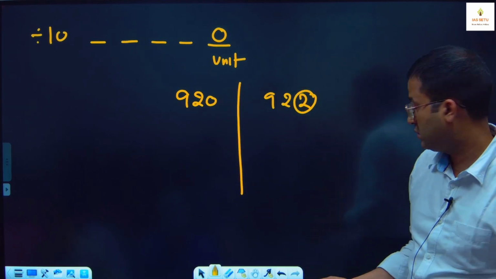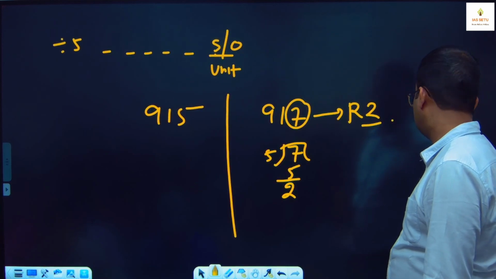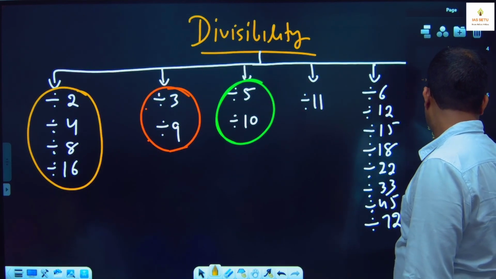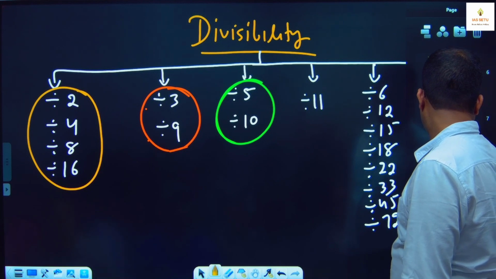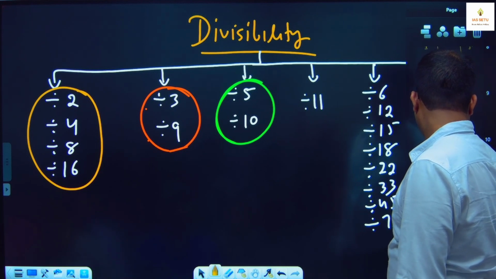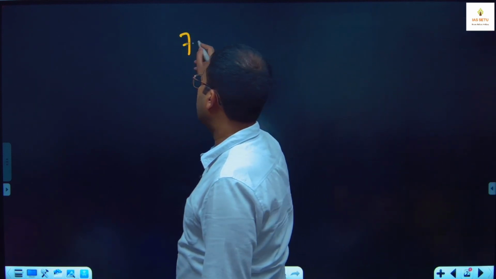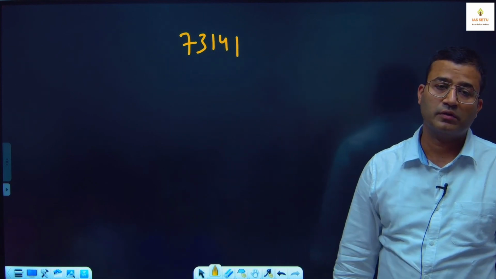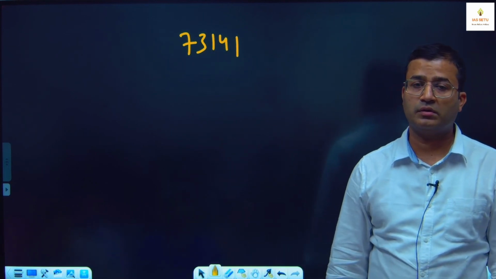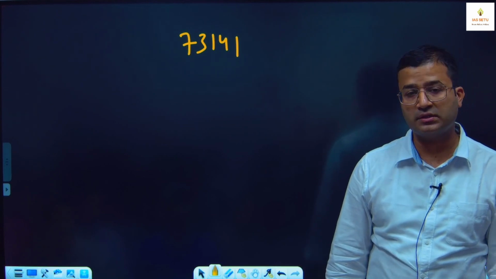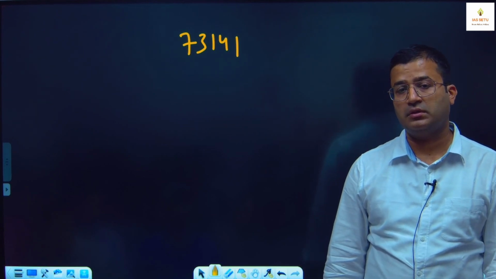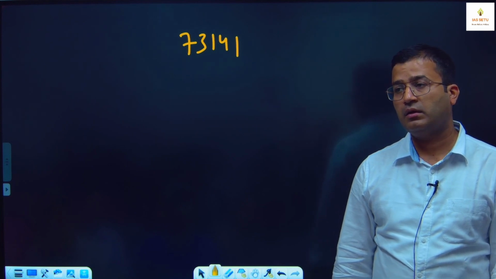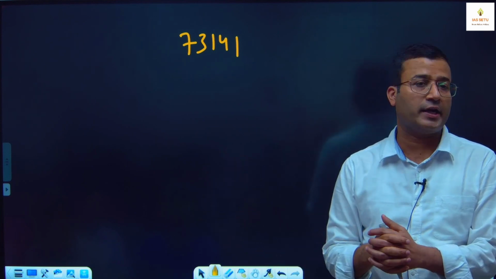Seven. छोड़ो, अब कहाँ ढूंढूंगा. 73141. किससे मिक्स कर दिया ना, दो फैमिली को मिक्स नहीं करने का है.